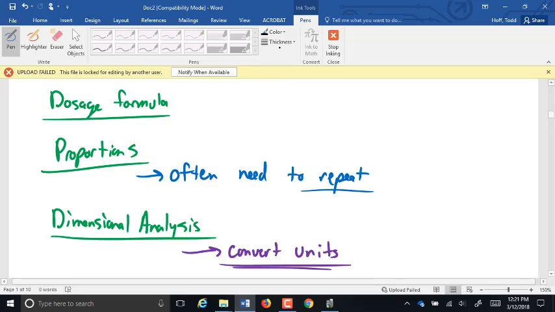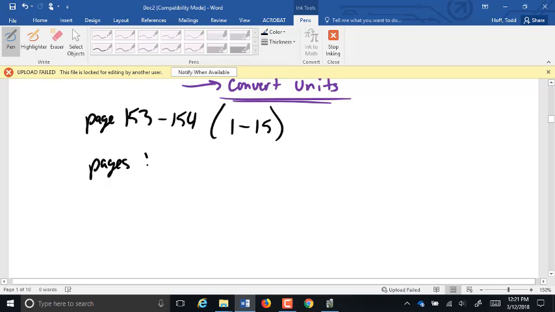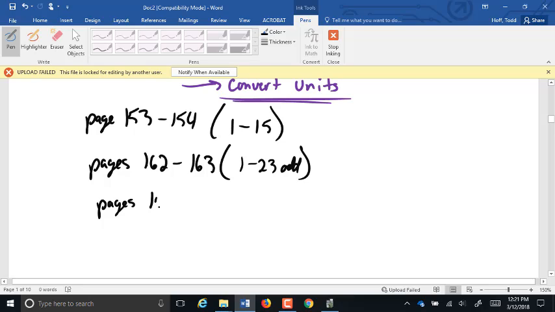Okay, so for today, we've got homework on a few pages. Pages 153 to 154. Problems 1 through 15. Pages 162 to 163. Problems 1 through 23. Let's just do the odds there. That's going to be kind of playing around with that dosage calculation formula. And page 168 to 169. 1 through 19, the odds.